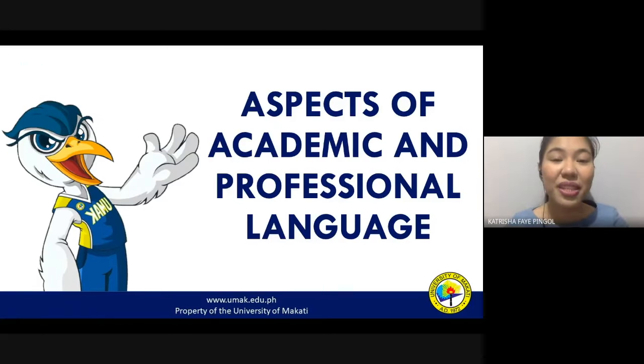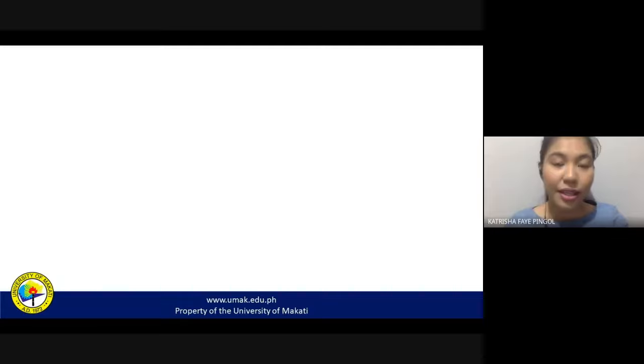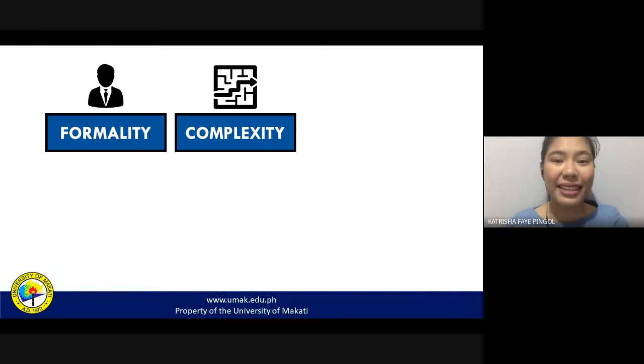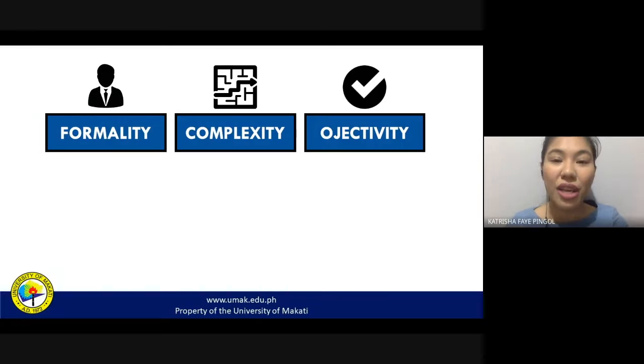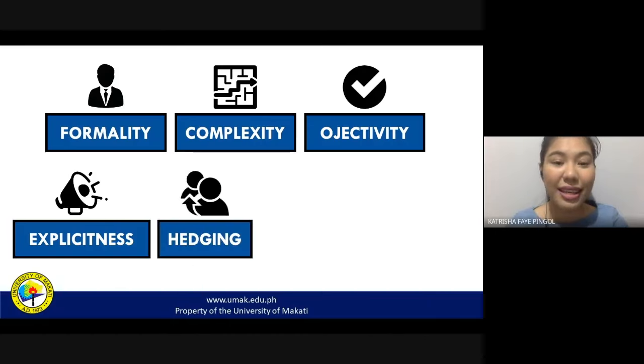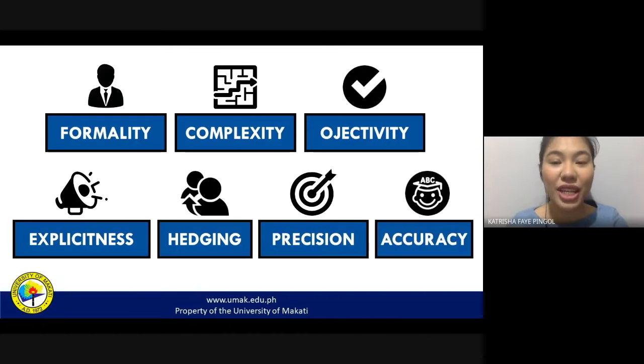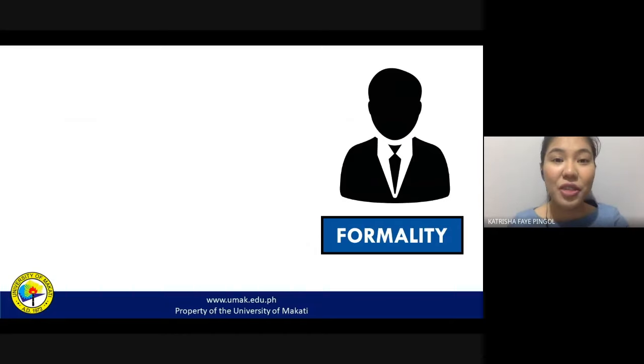Now let's go to the different aspects of academic and professional language. When we say aspects of academic and professional language, these are simply things that we have to consider whenever we use formal language. These include formality, complexity, objectivity, explicitness, hedging, precision, and accuracy. We're going to be talking about them one at a time. Let's go first to formality.